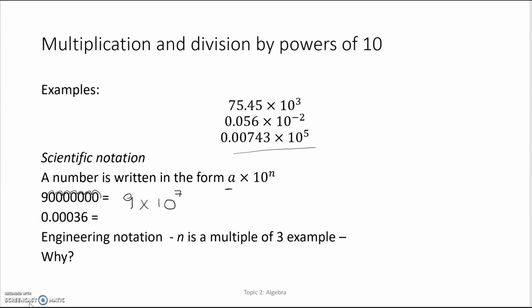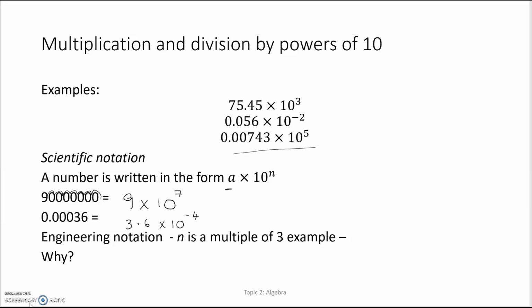And 0.00036 would be 3.6 times 1, 2, 3, 4. Let's just check. 1, 2, 3, 4. So 10 going the other way this time, 10 to the negative 4.